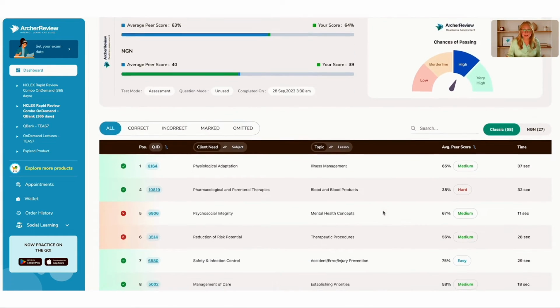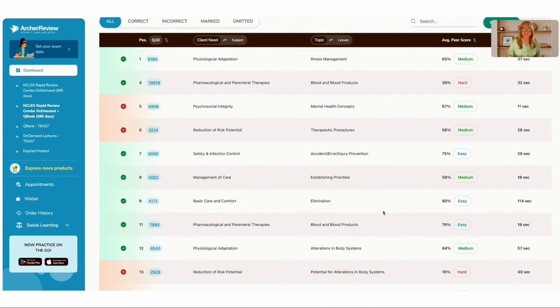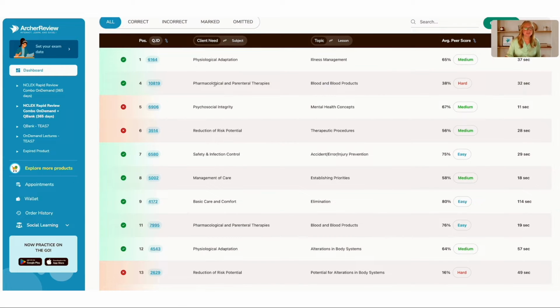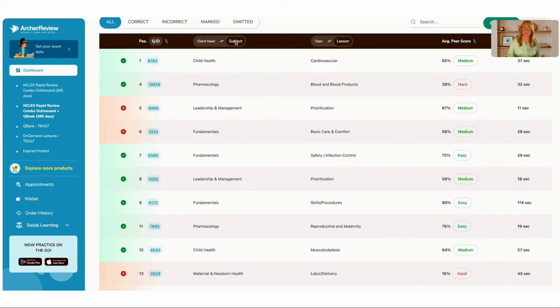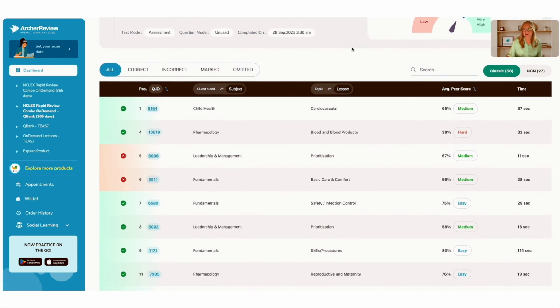Now, scrolling down, let's look at a breakdown of every single question that I took. You'll see the QID, the client need area, and the specific topic. Now, you'll note you can also toggle to see the subject and the lesson, depending on how you want your breakdown. Here's what I like the most. Sorting by average peer score. Remember, this is how many of your peers got the question right. I like to sort from the highest percentage to the lowest percentage. This will show me my easiest question up top and my hardest question down below.